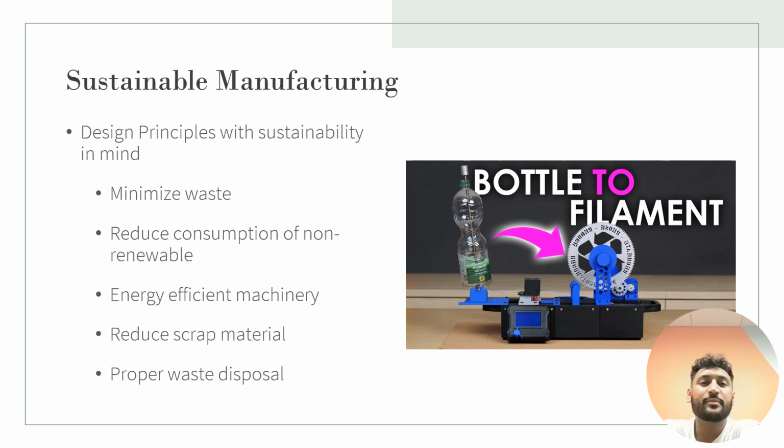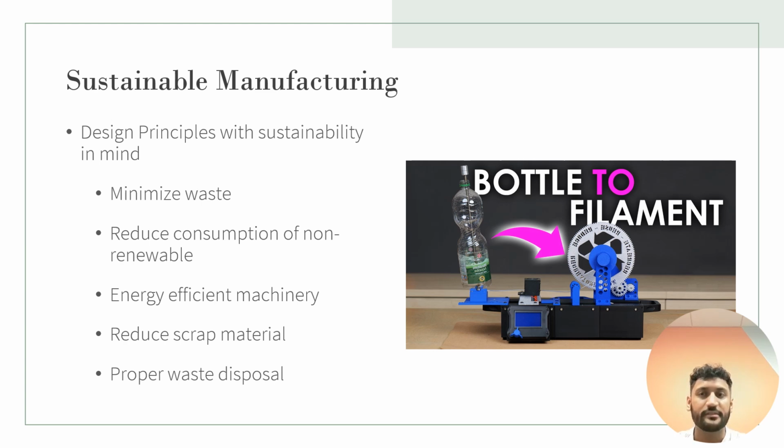Up next is sustainable manufacturing. Sustainable manufacturing takes these design principles and brings them to the factory floor. Sustainable manufacturing involves using processes that minimize waste, reduce the consumption of non-renewable resources, and lower emissions. This includes energy-efficient machinery, reducing scrap material, and proper waste disposal. In many cases, sustainable manufacturing also involves using safer and non-toxic materials to protect workers and the environment.